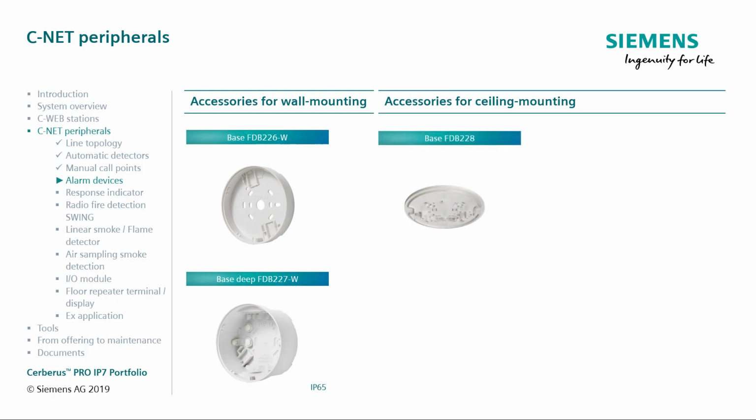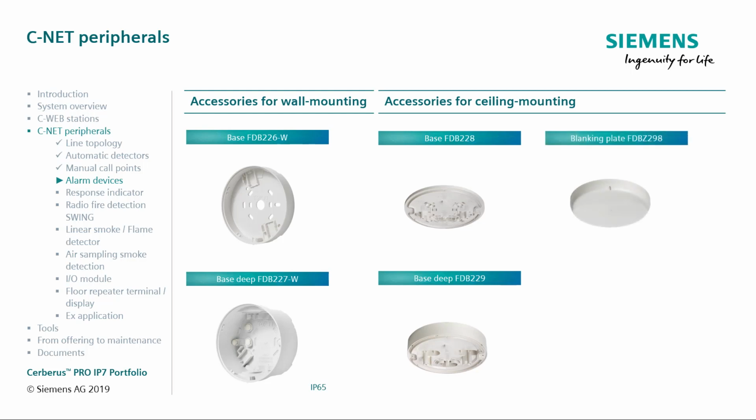For ceiling-mounted devices, a flat base is available. It is used to thread the cable through the base bottom. There is also a deep base, which is used to thread the cable through the base bottom or through the side. In case of standalone operation without a detector, a blanking plate must be used.